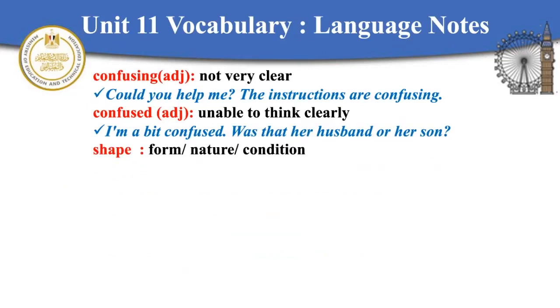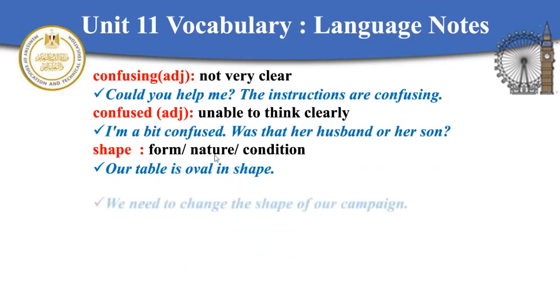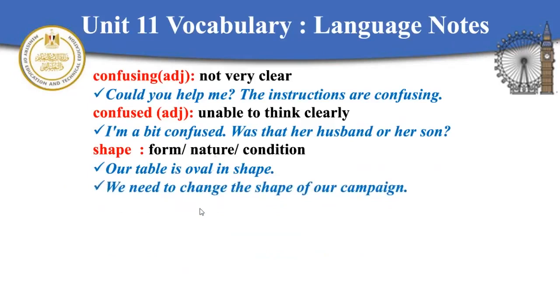Shape, meaning form, nature, condition. Our table is oval shape. It is not round, it's not a circle, and it's not square. It's oval shape. We need to change the shape of our company. So we're going to change it or find another nature.